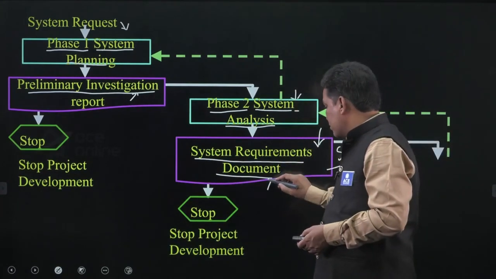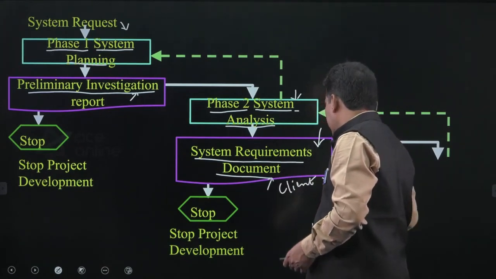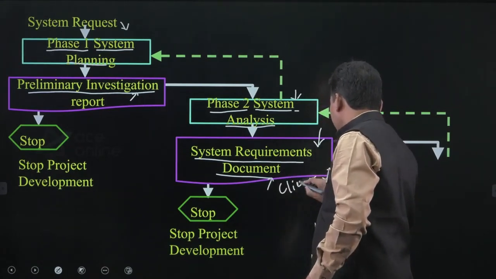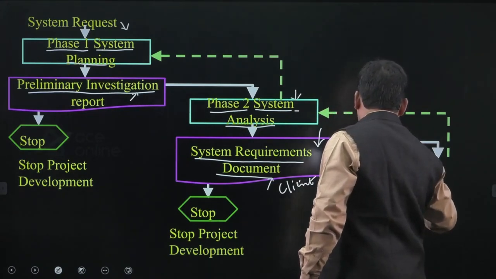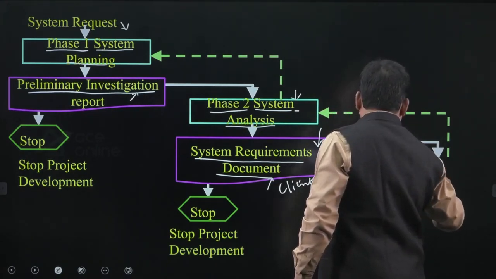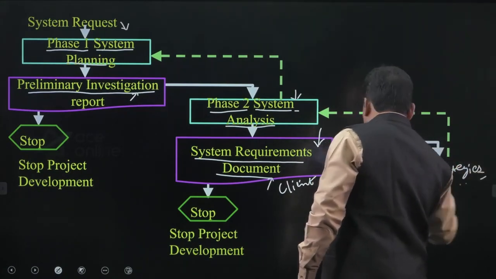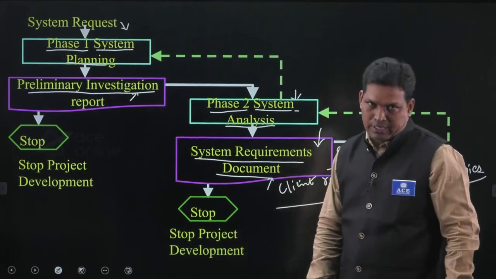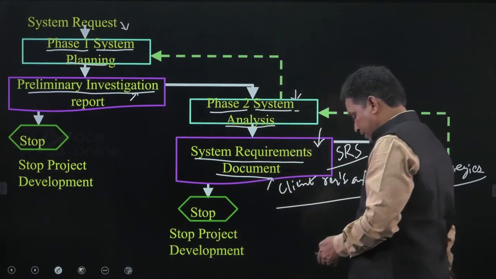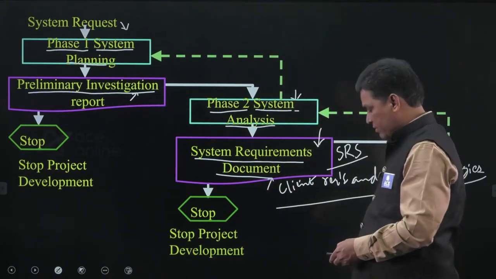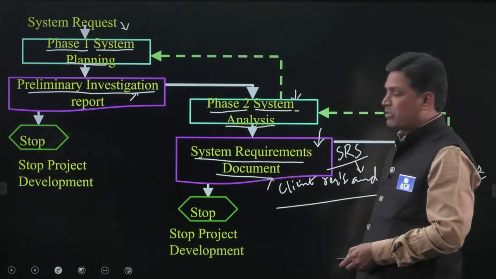What does this document consist of? It consists of client specified requirements and project strategies, meaning project plans, how to develop the software system. Once the SRS document is ready and phase 2, system analysis, is done, then based on this SRS document, phase 3, system design, will take place.